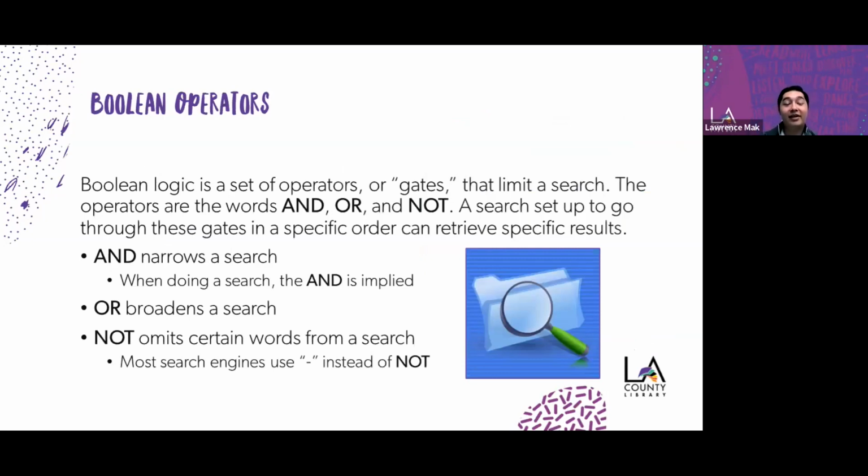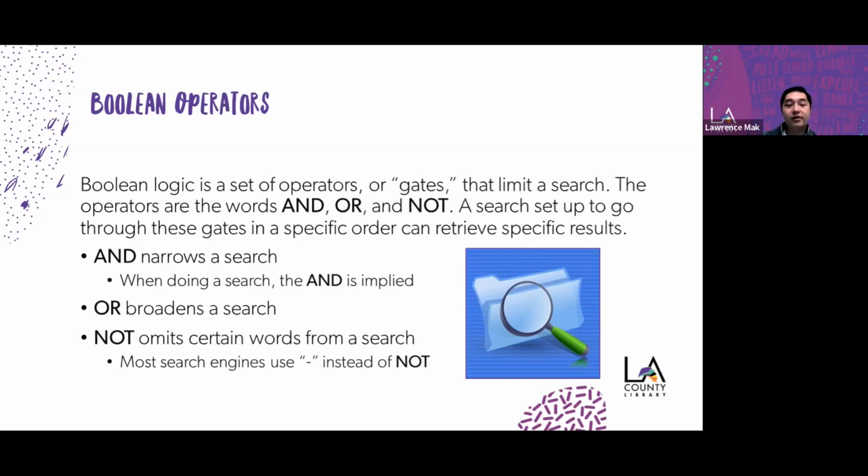All right. So now we're going to get into Boolean operators. So Boolean logic is a set of operators or gates that can help limit or expand the search. So the operators, the most common ones are the words and, or, and not. Now a search set up to go through these gates in a specific order can retrieve specific results. And I'll explain what these three terms do if you use them in your search.